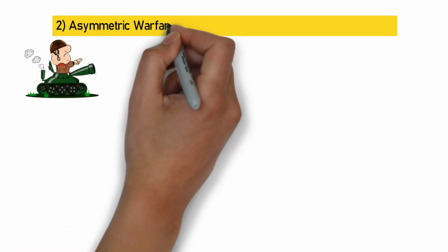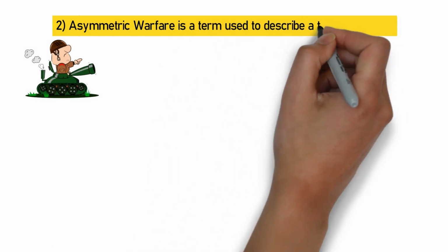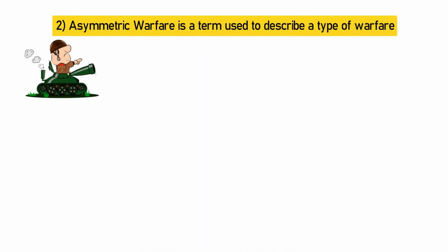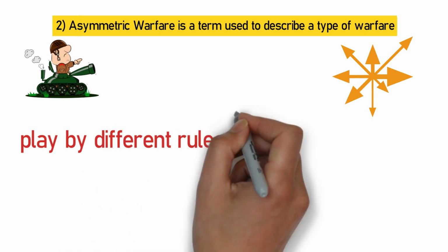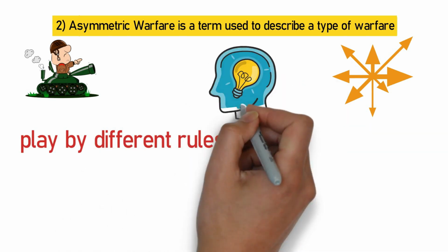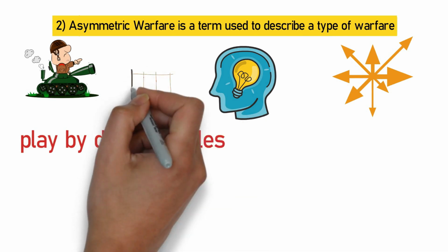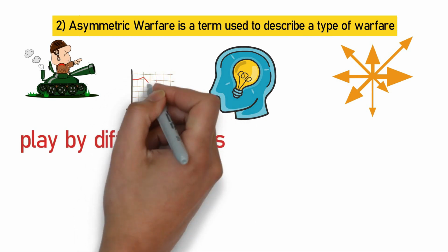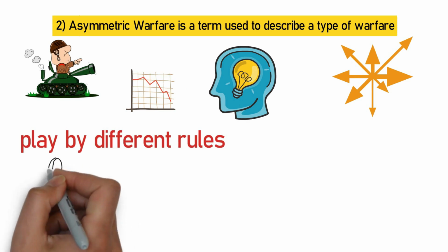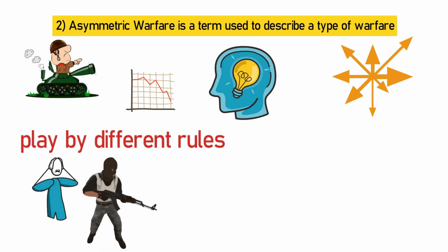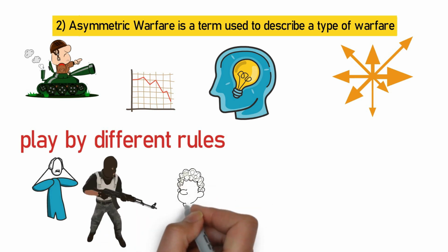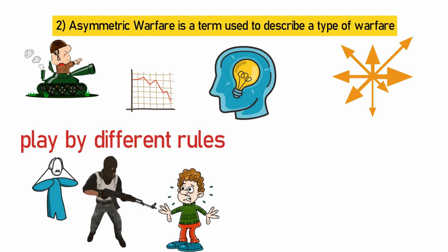Number 2. Asymmetric warfare is a term used to describe a type of warfare. Due to circumstance, the asymmetry model is applied in warfare, where one side appears to play by different rules than the other. In most cases, this model is used by a low-resource insurgency. Asymmetric fighters, unable to outmuscle their opponents, resort to other tactics, such as terrorism, to create fear that is disproportionate to their actual destructive ability.